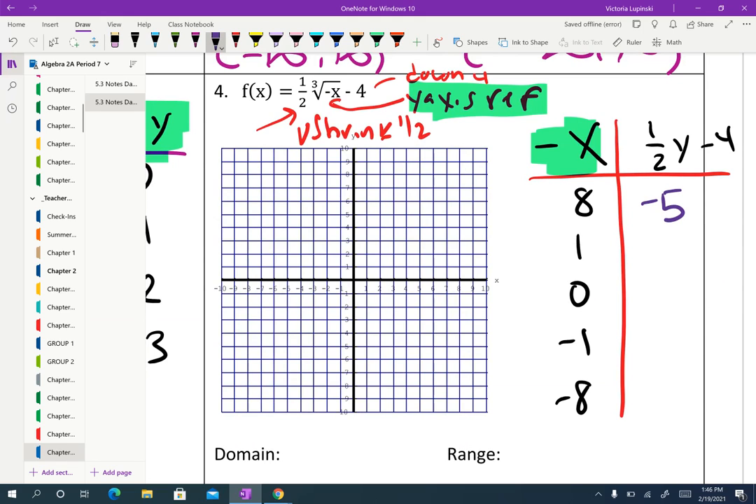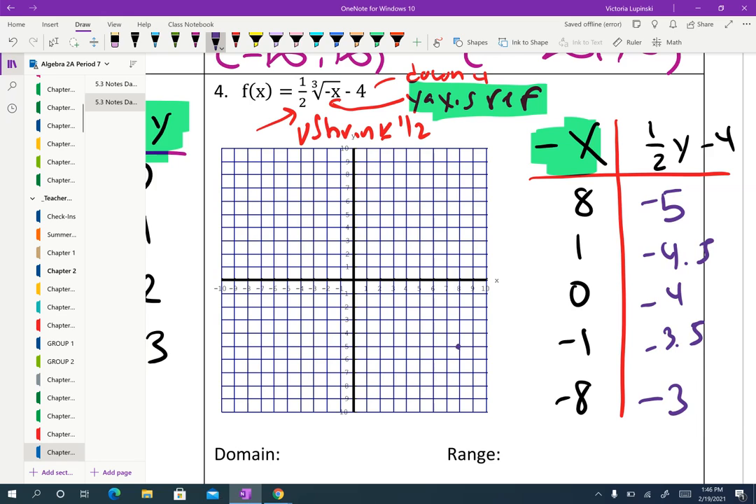Half of -1 is -1/2, minus 4 is -4.5. Half of 0 is 0, minus 4 is -4. Half of 1 is a half, minus 4 is -3.5. And half of 2 is 1, 1 minus 4 is -3. And again, I'm getting these from all the way up at the top of the page. I'm taking each of those original y values, taking half of it, and then subtracting 4.